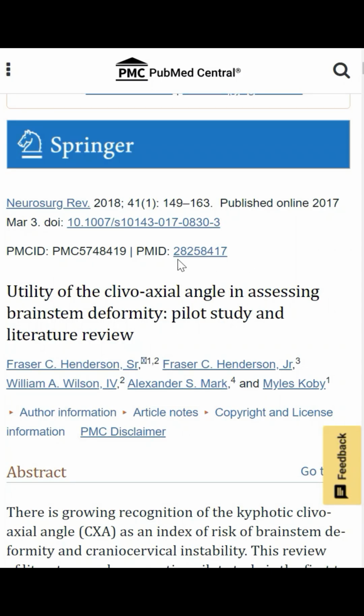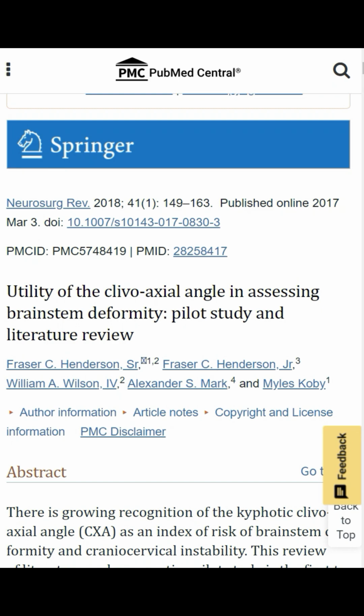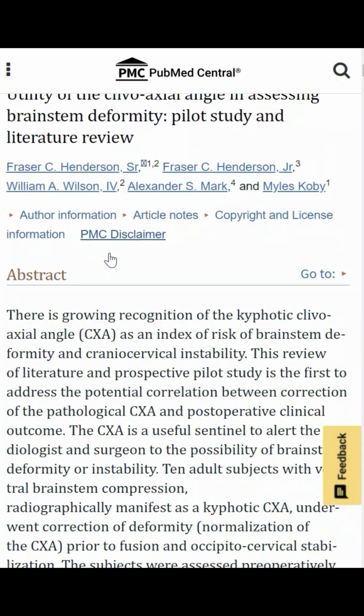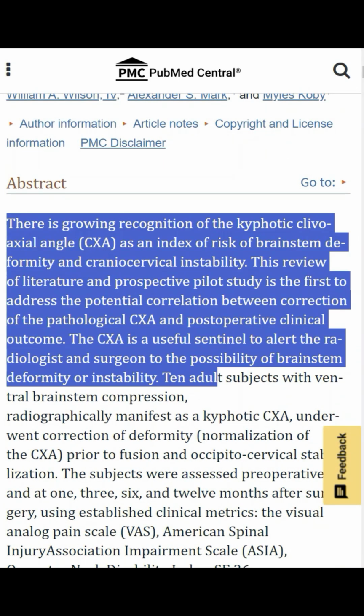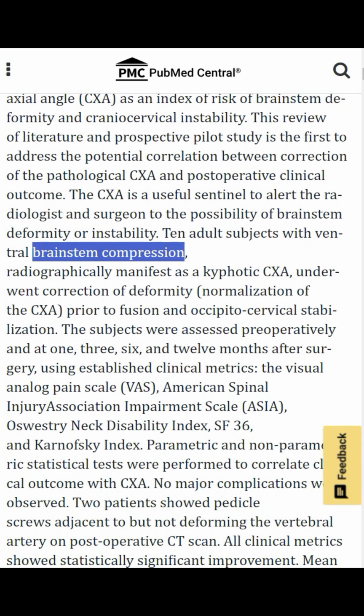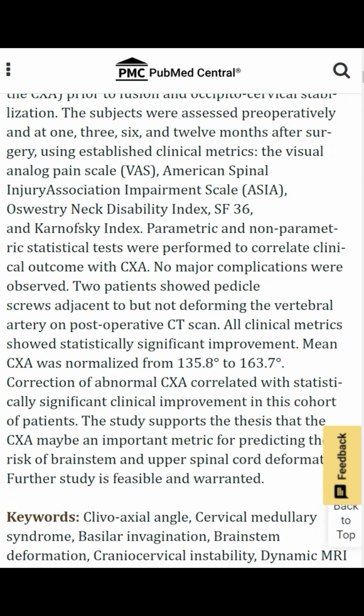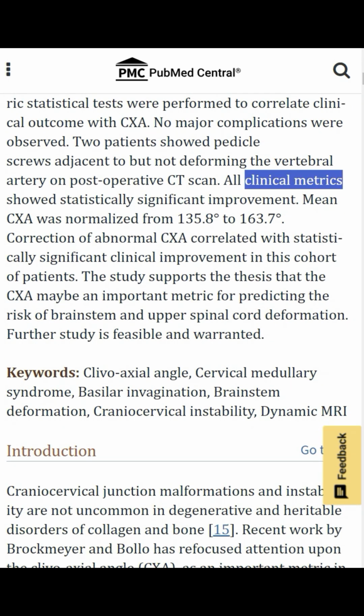And that'll close out doing the CXA, the clivo-axial angle, and I want to emphasize the fact of doing this. You want to read through the full article because you want to get the scope of who they're assessing in this and ensure that, even though they're looking for brainstem compression, does a low CXA mean brainstem compression? And you'll see that's not exactly the case. As you're looking at, for example, clinical metrics, who were they looking at? What was the situation with each patient?